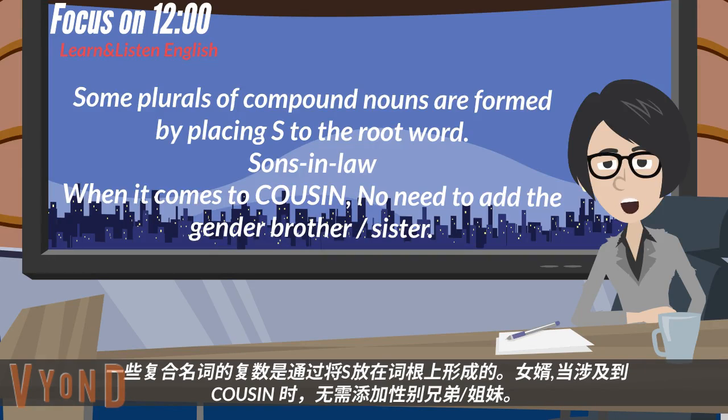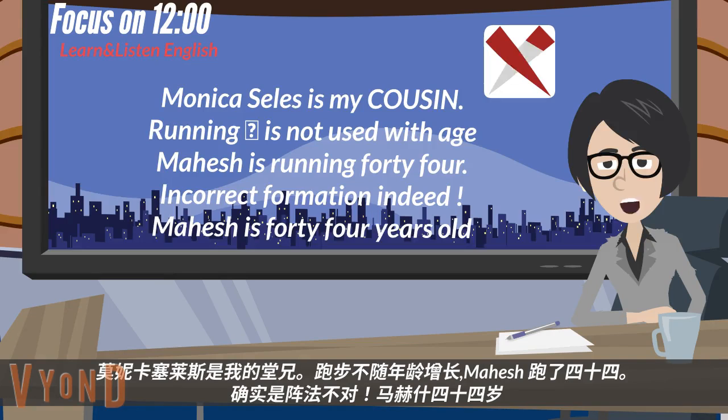Some plurals of compound nouns are formed by placing s on the root word: sons-in-law. When it comes to cousin, no need to add the gender, brother or sister. Monica Seles is my cousin. Running is not used with age. Mahesh is running 44. Incorrect formation indeed. Mahesh is 44 years old.